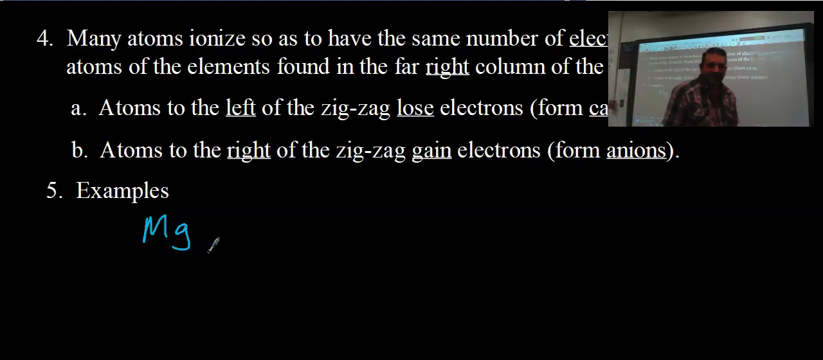Find magnesium on the periodic table. Next, how many protons and electrons does magnesium have? Pause the video if you need to answer that question. Magnesium has 12 protons and 12 electrons. Now, here's how it works.